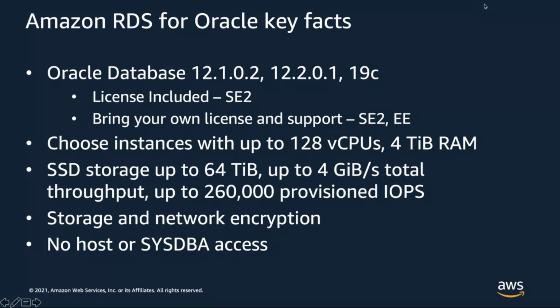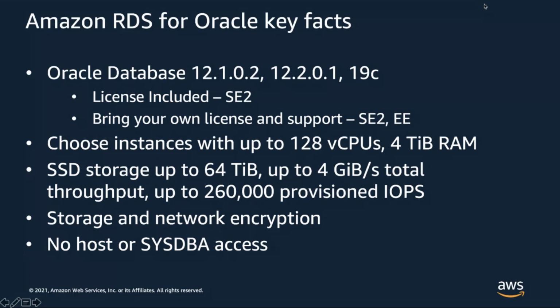Under the bring your own license model, you keep your license and support agreements with Oracle, and you can run Standard Edition 2 and Enterprise Edition workloads in the cloud. You can choose EC2 instances with as little as 2 or as many as 128 vCPUs, and all the way up to 4 terabytes of RAM. Fast SSD storage provides storage up to 64 terabytes, as well as up to 4 gigabytes per second of total throughput, and up to 260,000 provisioned IOPS.